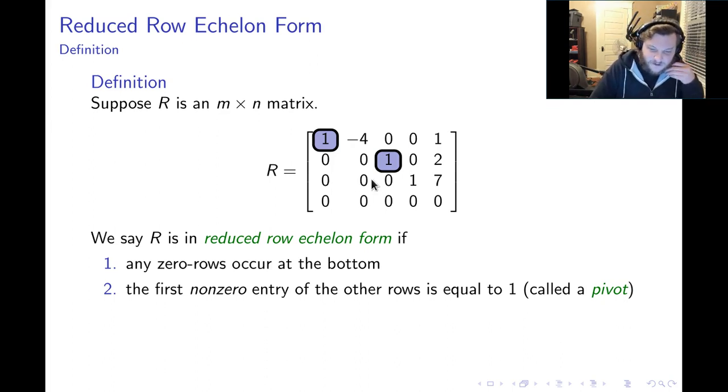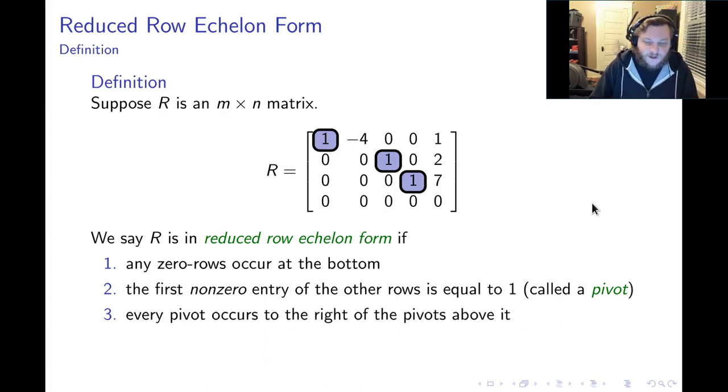Our third row is the last row that's not all zeros. Its first 3 entries are equal to 0. Again, totally fine. But the first non-zero entry is right here in the 3, 4 position. That position is equal to 1. That's our third pivot. So the second rule for reduced row echelon form says the first non-zero entry of a row that's not all zeros has to equal 1, and those positions are called pivots.